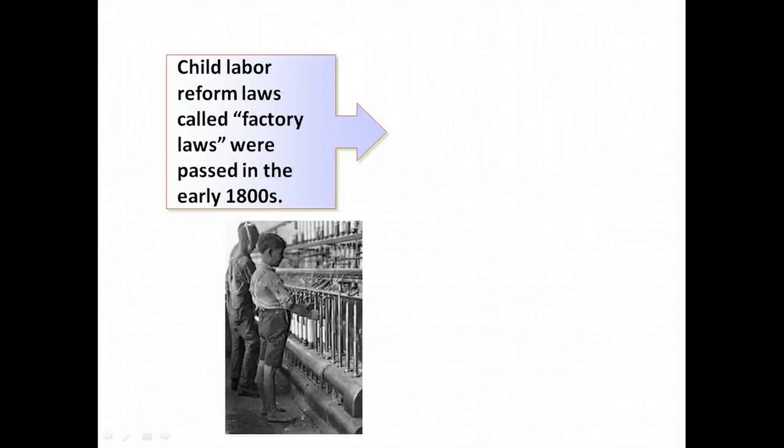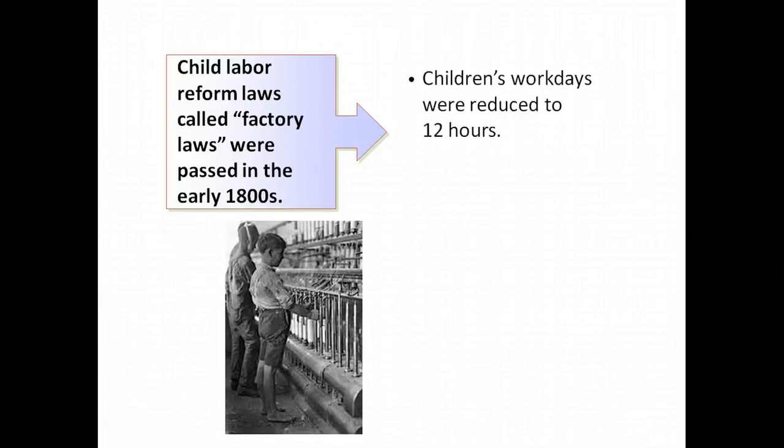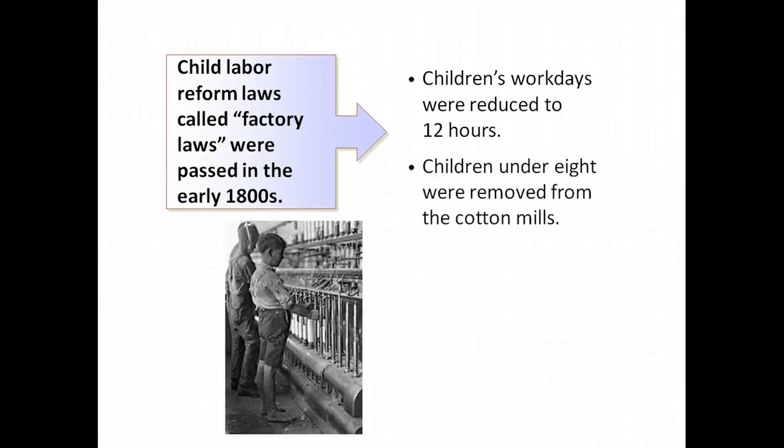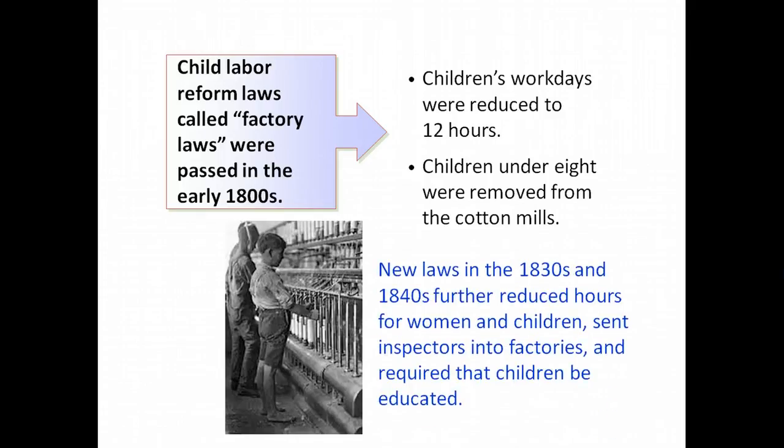We did see after the beginnings of the Industrial Revolution some action taken to improve the condition for children who were working in the factories. The factory laws, passed in the early 1800s, graciously limited or reduced the work days for children to 12 hours a day. Children under 8 were not allowed to work in the cotton mills. And then some more reforms a little bit later in the 30s and 40s, reducing hours further for children, but also covering women at this point as well. Inspectors are sent into the factories to make sure that conditions are safer, and in some cases that there be education, or basic education, offered to these child workers.